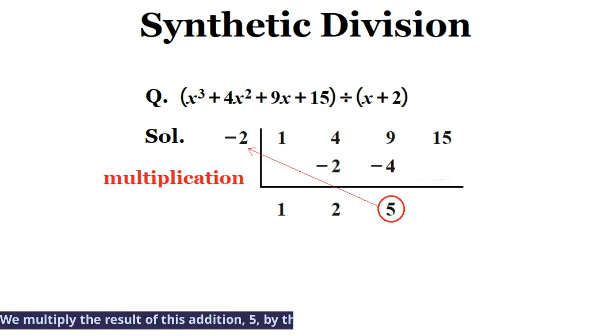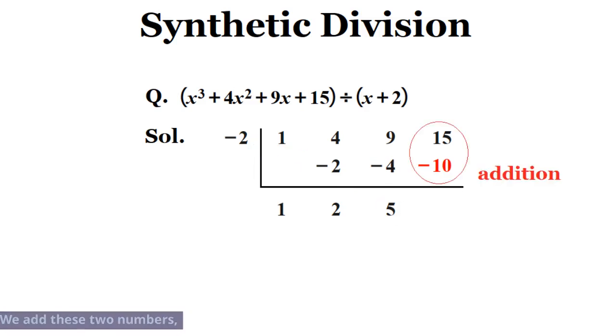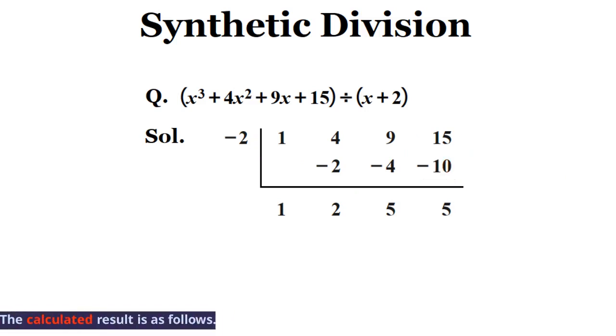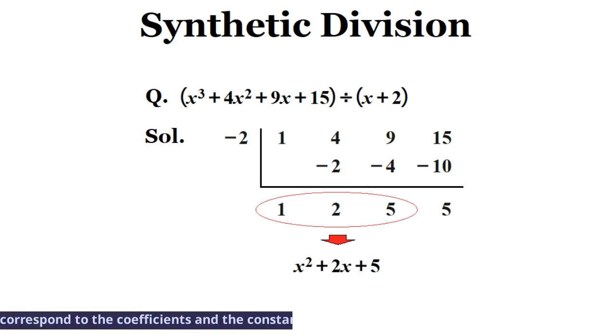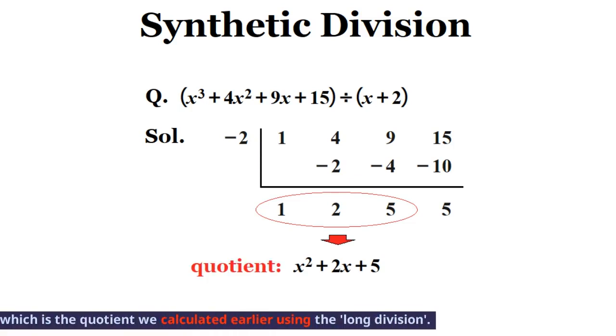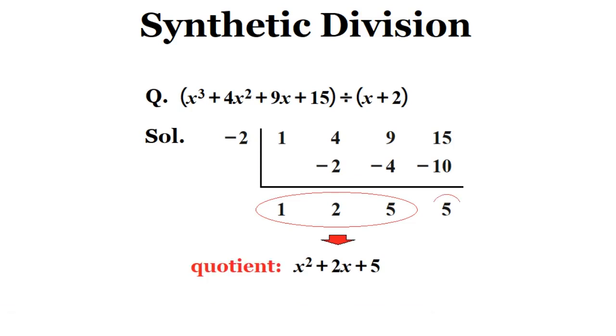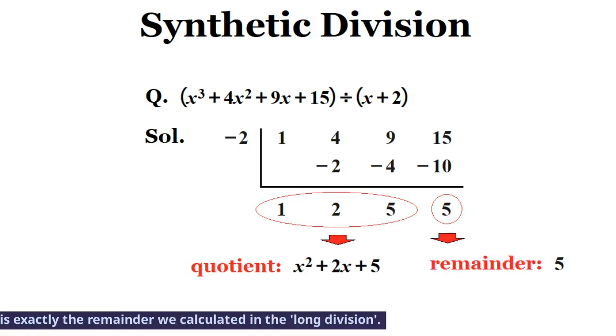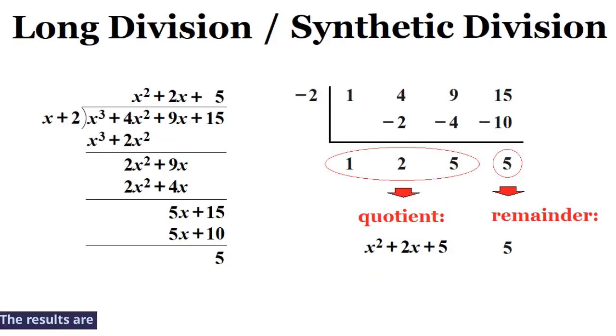We multiply the result of this addition, 5, by the k value, and write it below the last number. We add these two numbers, and write the result below the line. The calculated result is as follows. Here, the first three numbers correspond to the coefficients and the constant term of x squared plus 2x plus 5, which is the quotient we calculated earlier using the long division. The last number, 5, is exactly the remainder we calculated in the long division. The results are the same.